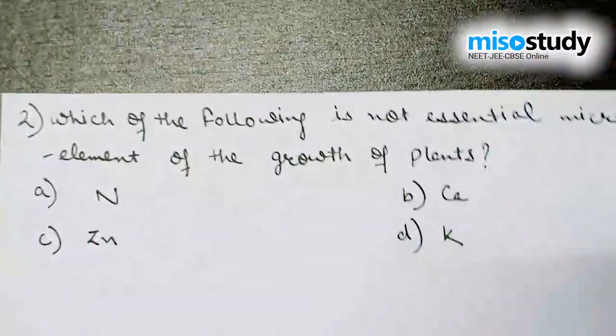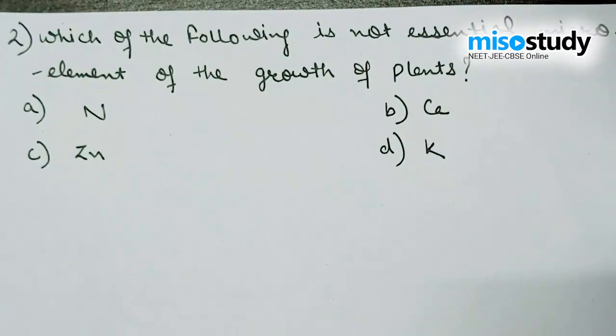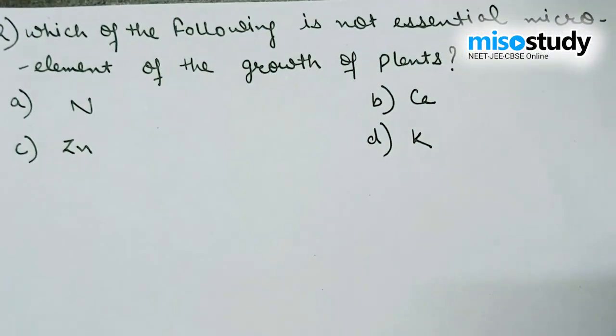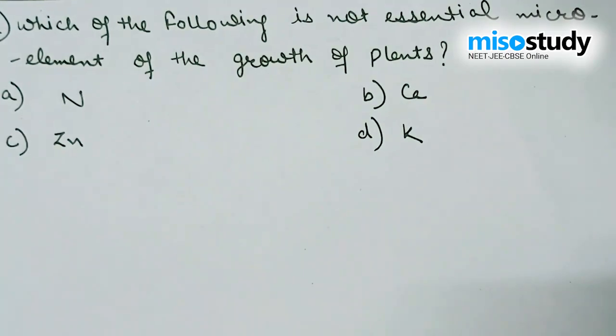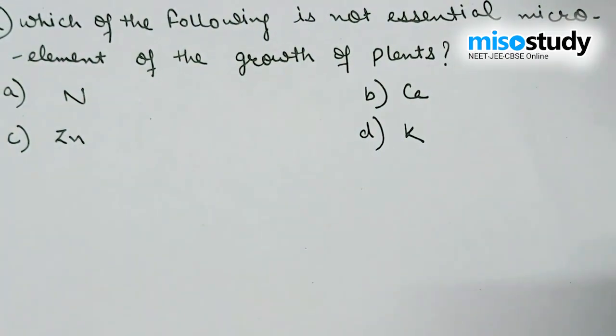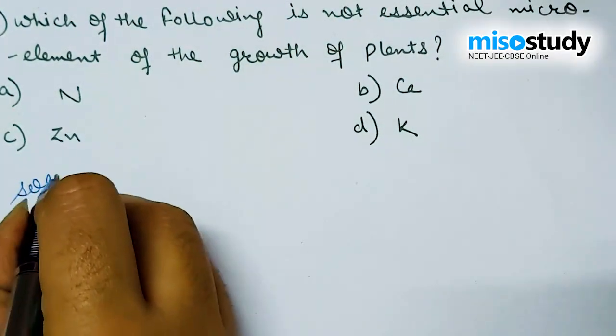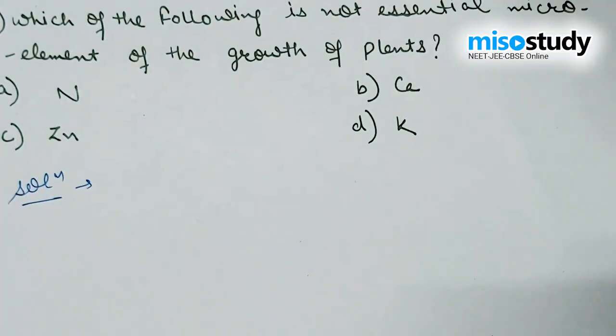Let's discuss the next question from mineral nutrition. The second question is: which of the following is not an essential microelement for the growth of a plant? A. Nitrogen, B. Calcium, C. Zinc, and D. Potassium.